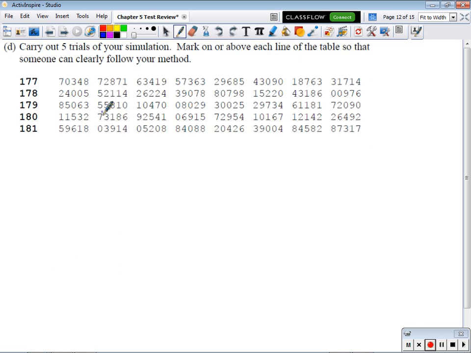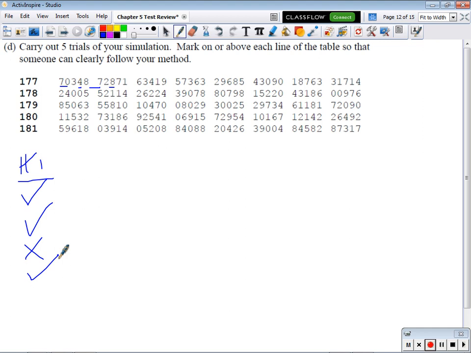And then for part D, it asks you to carry out your trials. So trial number 1, I'm going to choose 4 2-digit numbers. So I'm going to start on line 177, and I'm going to choose 70, 34, 87, and 28. So the number 70, yes, that would be a call for medical assistance. So we'll put a check mark if it is. 34 would be a call for medical assistance. 87, that would not be a call for medical assistance. And then 28, that would be a call for medical assistance.